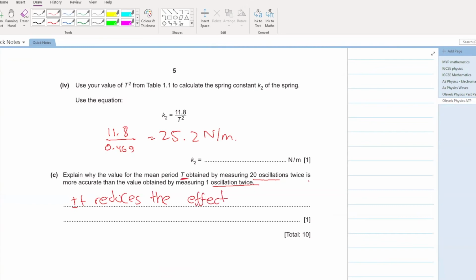It reduces the effect due to reaction time error. Simple. Nothing complicated here. Let's move ahead. It reduces the effect due to reaction time errors. Yes, we have written this. Let's move ahead and see what the next question is.